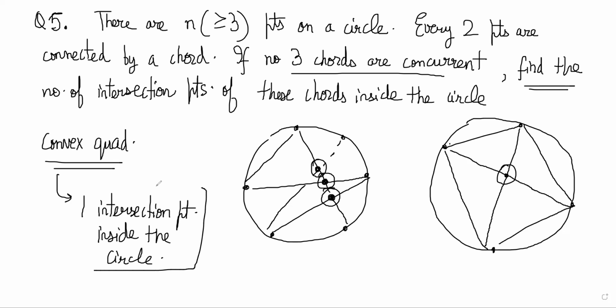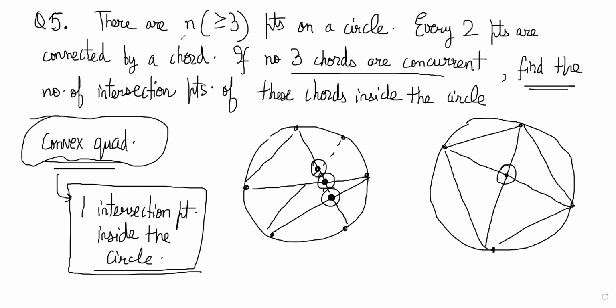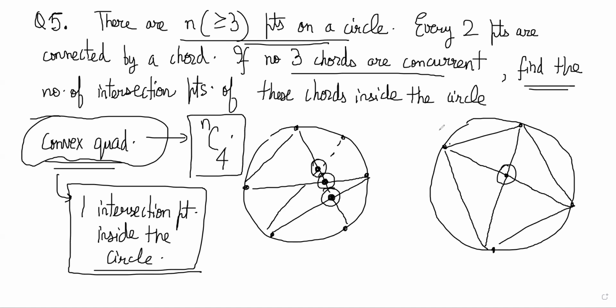So if you want to count all the intersection points inside the circle, you don't need to directly count it. What you can count instead is the number of convex quadrilaterals you can form using these endpoints, right? Because for each convex quadrilateral, you will get exactly one intersection. So this number is very easy to count. You will just say nC4. Any 4 points you select at a time give you a convex quadrilateral, and all of those quadrilaterals have one intersection point inside the circle. So that's a pretty simple one, but you should know how to do it.